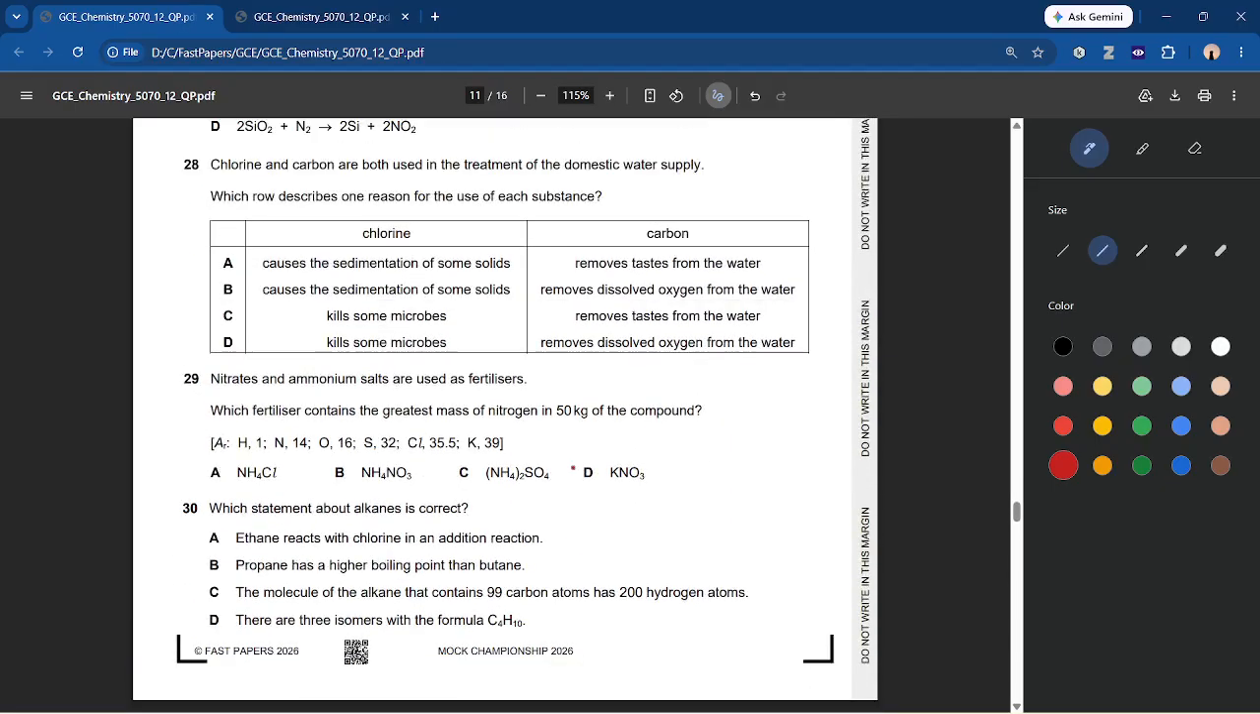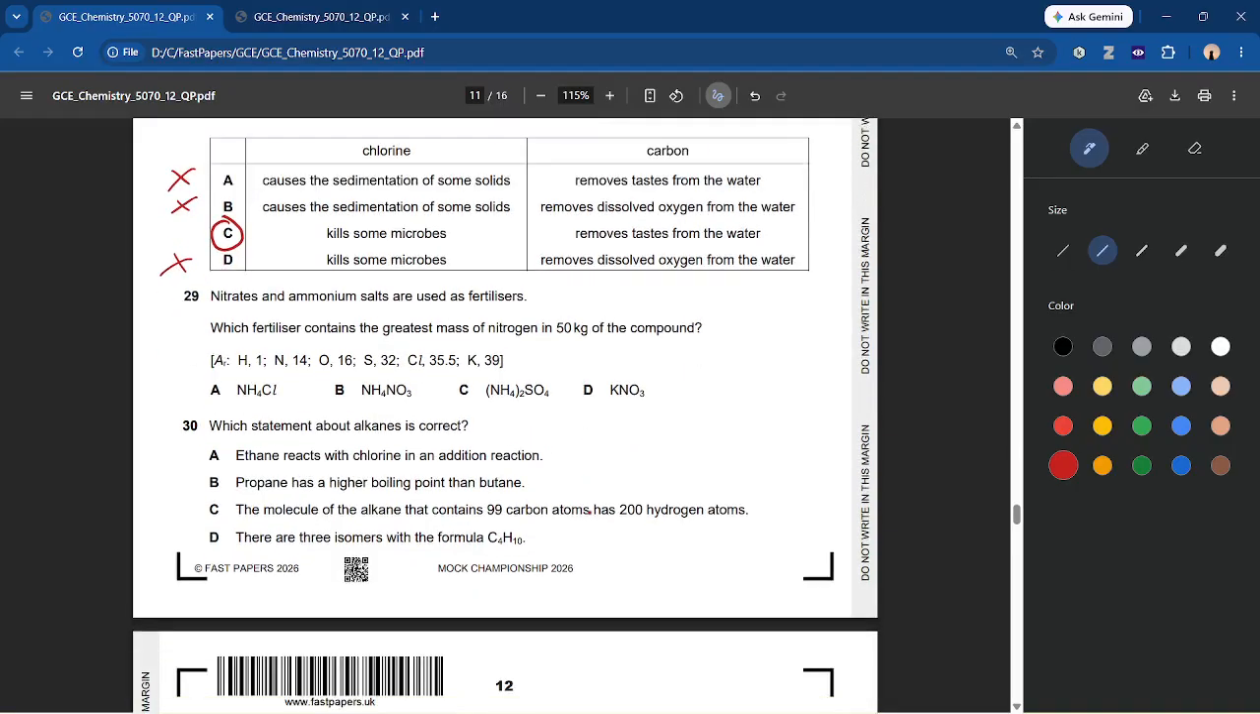Chlorine and carbon are both used in the treatment of the domestic water supply. Which row describes one reason for the use of each substance? So chlorine is used for killing microbes, so you can automatically get rid of A and B. And carbon is used to remove odors and taste from the water. So it's not going to remove dissolved oxygen from the water. It's just going to do that. So 28 is C.